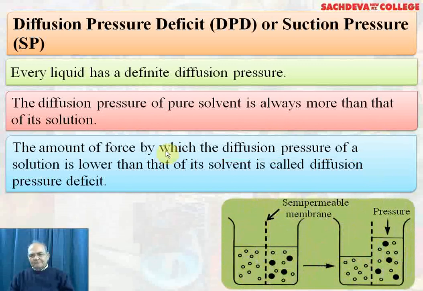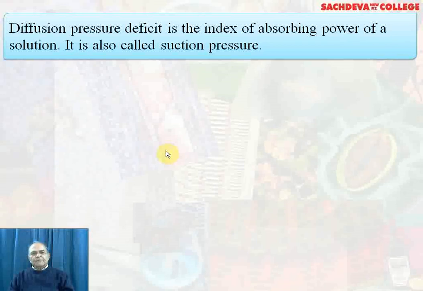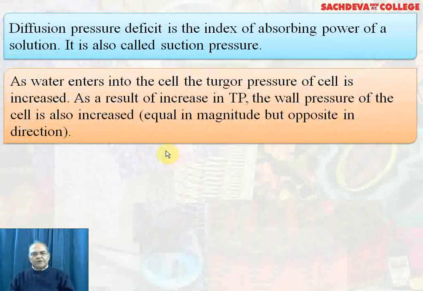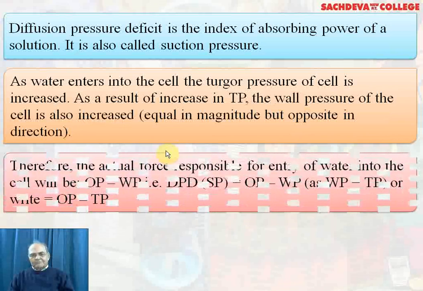And here you can see, diffusion pressure deficit is the index of absorbing power of a solution. It is also called suction pressure. As water enters the cell, the turgor pressure of the cell is increased. As a result of the increase in turgor pressure, the wall pressure of the cell is also increased, and it is of equal magnitude, but of course in the opposite direction.